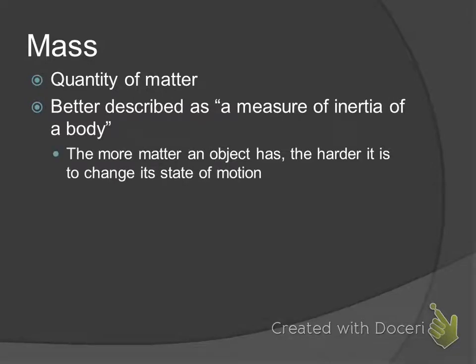Okay, the more matter an object has, the harder it is to change its state of motion, being at rest or in motion. Okay, so we always need our mass to be in kilograms. Even though grams is the base of the metric system, kilograms is considered our base unit because it's the unit that we deal with the most. We don't deal with grams very much because it's such a small unit. We deal with kilograms. Okay, so how many grams are in a kilogram? 1,000. Good.